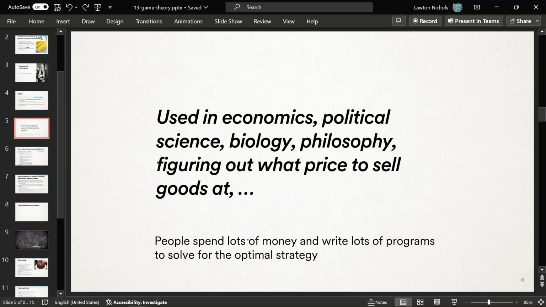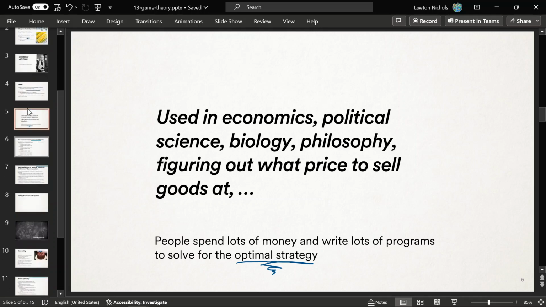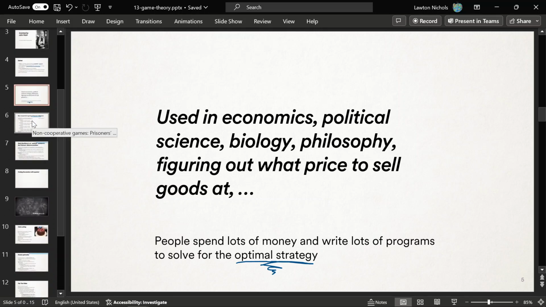So people who want something are spending lots and lots of money to write programs. That's where the computer science comes in, to write programs to solve for the optimal strategy to play whatever game you're trying to play. Like, I'm trying to run my business. That's a game essentially to a game theorist. So if you write a good enough program to solve for how to run your business correctly, you're essentially using game theory deep down sometimes. So that's a fun idea.